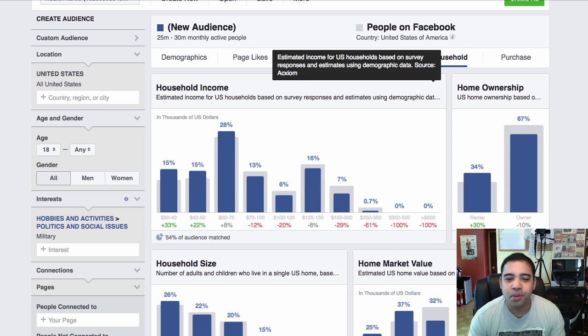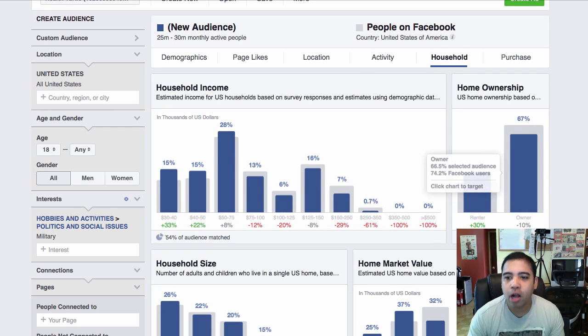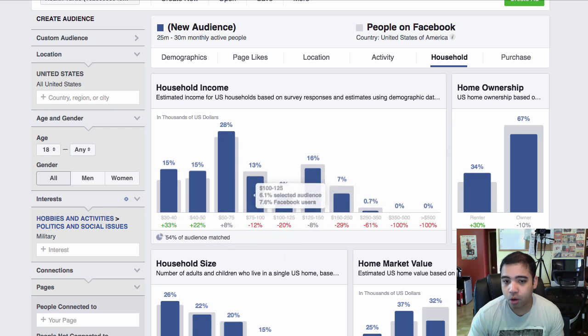You can even check out the household income. This helps you determine what price points you should price your products at. From our experience, the majority of our sales come from right around an average order value of $20 to $50. If you're selling a higher end product, of course you want to go for the higher end markets, the people that have more money.